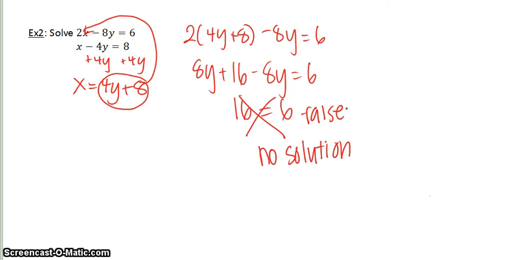What if we were to get a true statement? What if we got 6 equals 6? It would be all real numbers, or that would mean that they're the same line, kind of like what we did when we graphed. So there you have it.